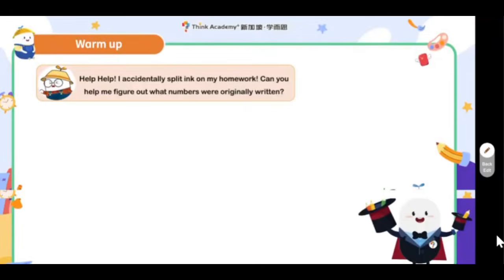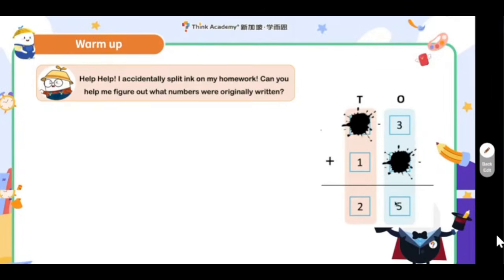Then let's move on. This time, before we move on, let's warm up together. The question 18. Everyone, turn to the page of question 18. What number is hidden behind the flower? But before that, let's warm up. Today in the morning, Pip says, "Help, help! I accidentally spilt ink on my homework. Can you help me figure out what numbers were originally written?"